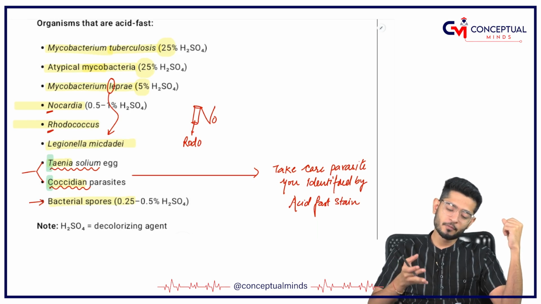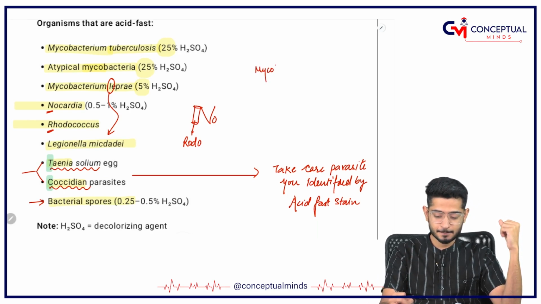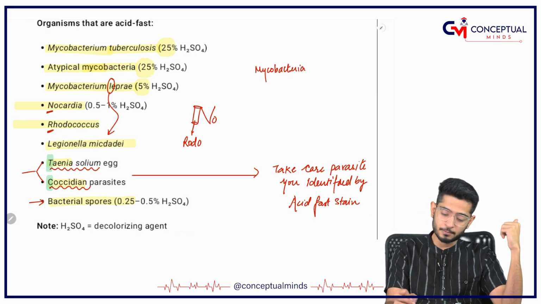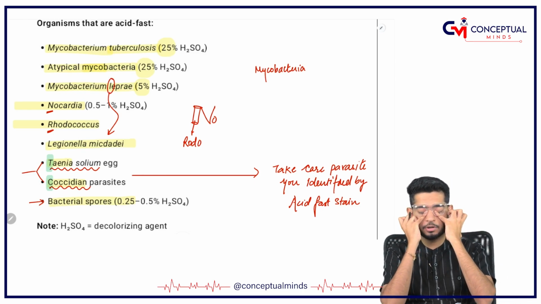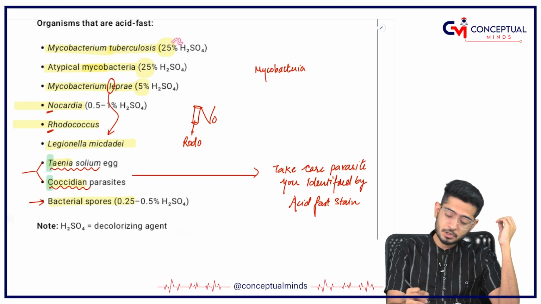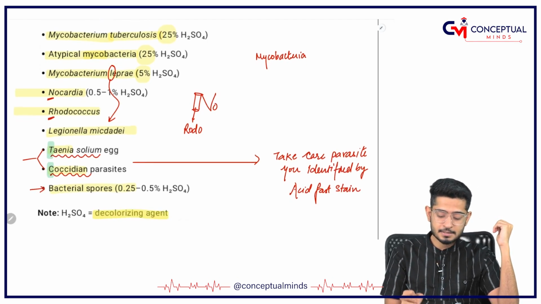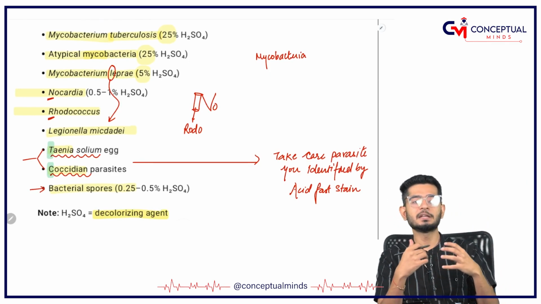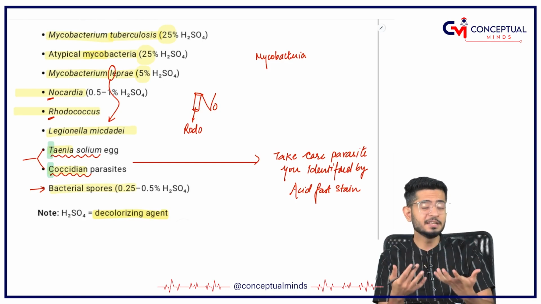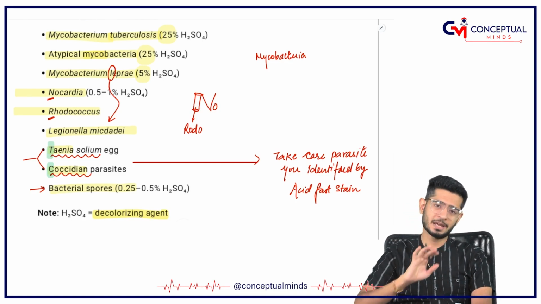Acid fast are obviously all the mycobacteria. All the mycobacteria, be it your tuberculosis, Mycobacterium tuberculosis, atypical mycobacteria and Mycobacterium leprae. Now, a lot of students ask me, sir, is it important to remember the concentration of H2SO4? Yes, my dear friends, H2SO4 is the decolorizer, and depending upon how much H2SO4 is being utilized by bacteria, or I mean the slide to get decolorized, we can tell which organism is this.